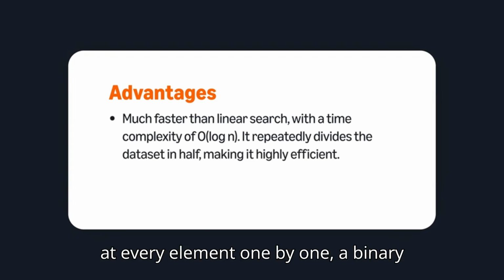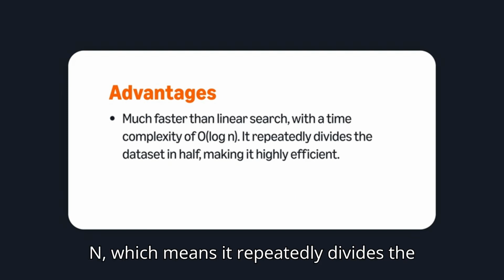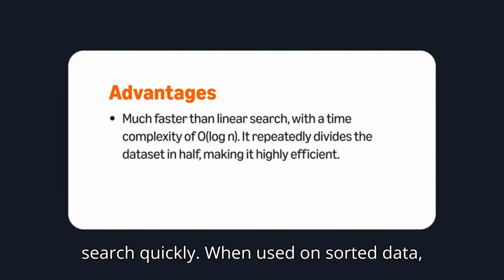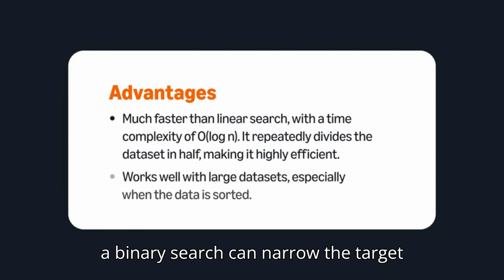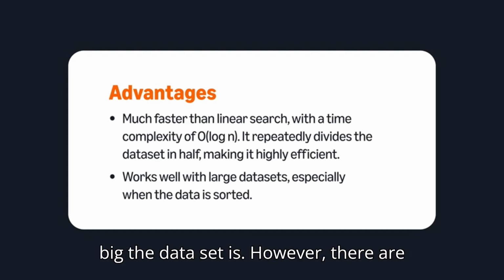While a linear search looks at every element one by one, a binary search has a time complexity of O of log n, which means it repeatedly divides the dataset in half, narrowing down the search quickly. When used on sorted data, a binary search can narrow the target data in just a few steps, no matter how big the dataset is.